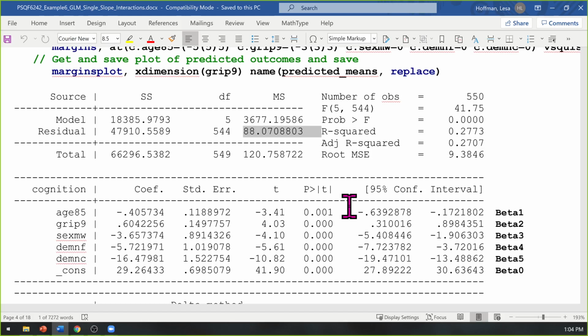So how much information is left in this outcome that is not captured by all of the predictors that I've included? Is 88 good? Is that a lot? Yeah, is the correct answer.